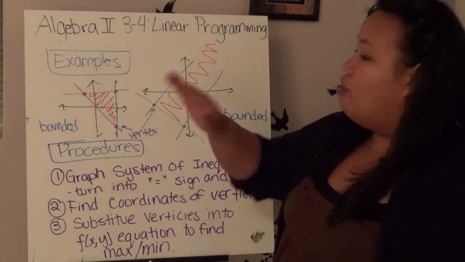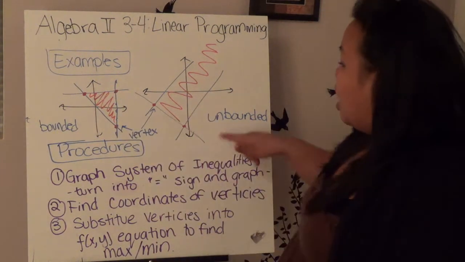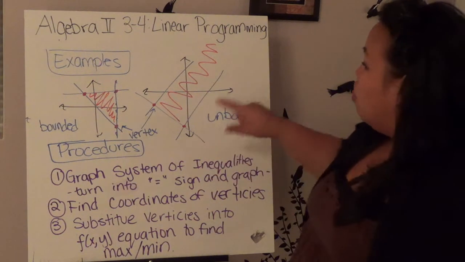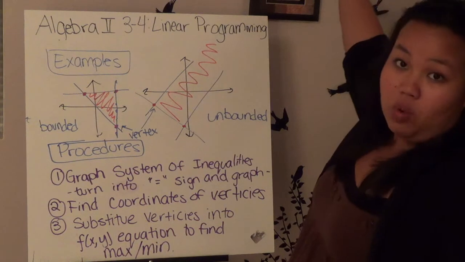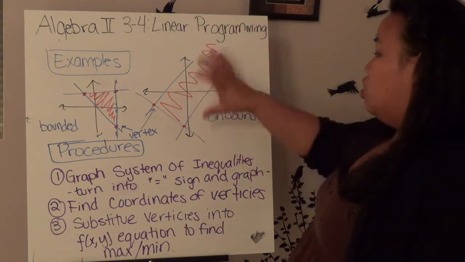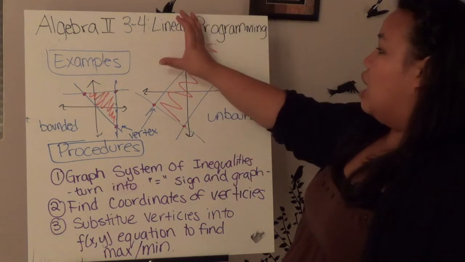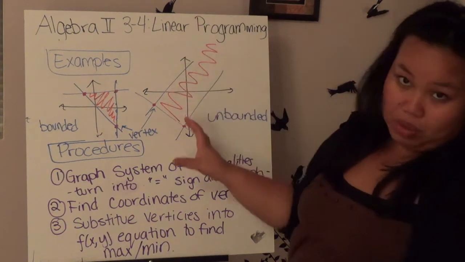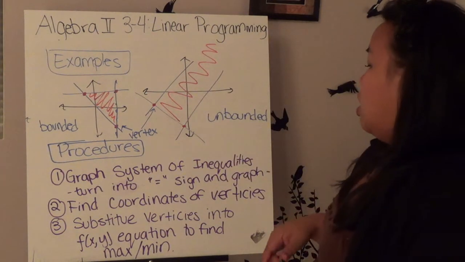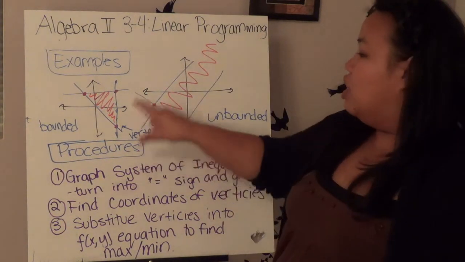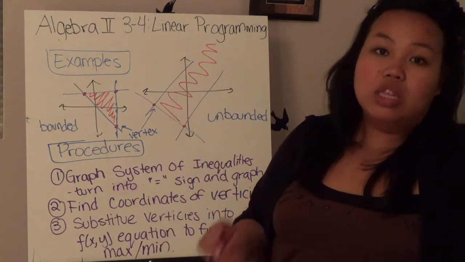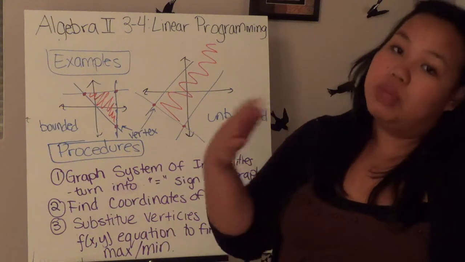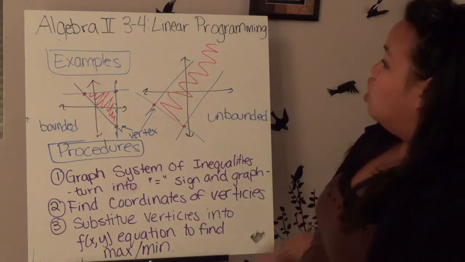In a bounded region you have a minimum and a maximum. In an unbounded region you have one or the other. In this case, this has a minimum, but it doesn't have a maximum, because if you look here, it keeps going. And sometimes it'll turn this way, so that means it doesn't have a minimum, but it has a maximum. And then your last step is to take each of your vertices and put it into your final equation. The smallest number is your minimum, and the biggest number is your maximum. So we're going to go through that.